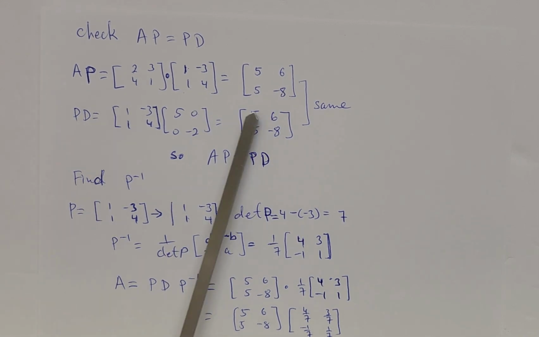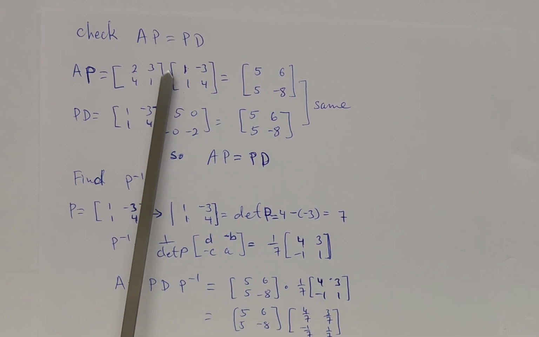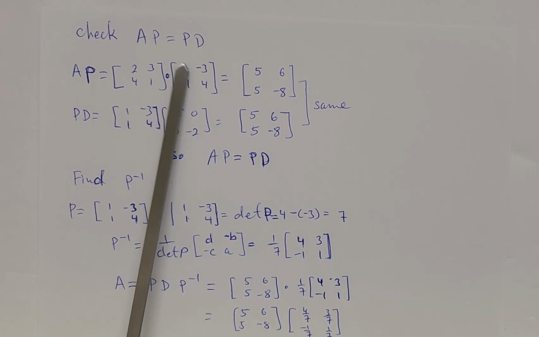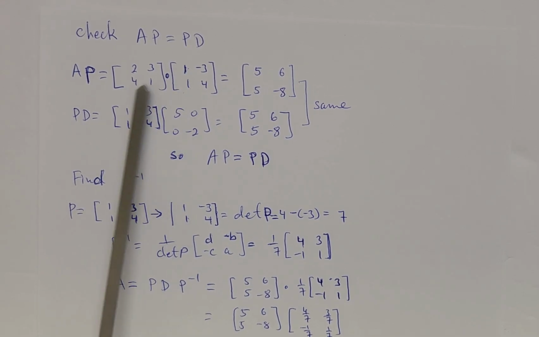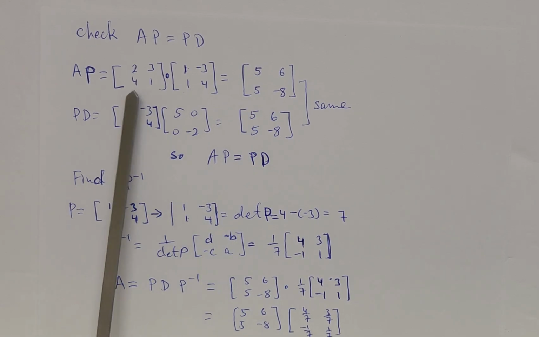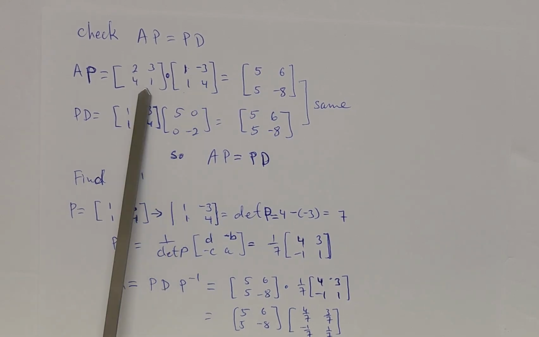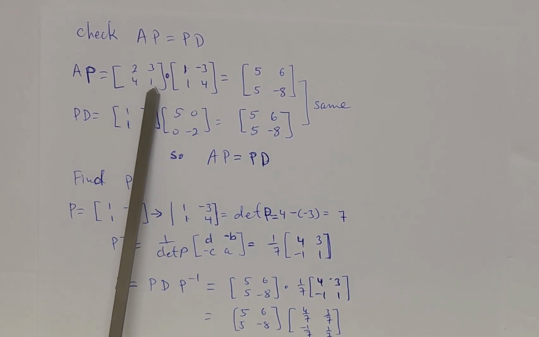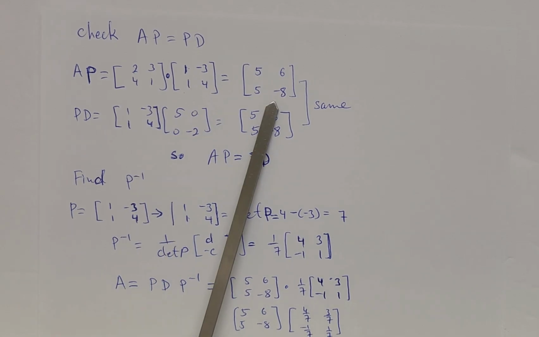Okay, repeat that for the bottom. So 4, 1 times this. So 4 times 1 is 4. 1 times 1 is 1. 4 plus 1 gives me 5. 4 times -3 is -12. 1 times 4 is 4. -12 plus 4 gives me this -8.